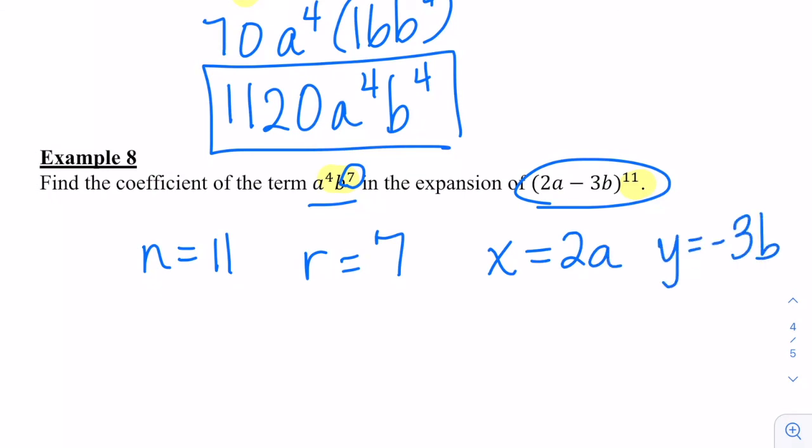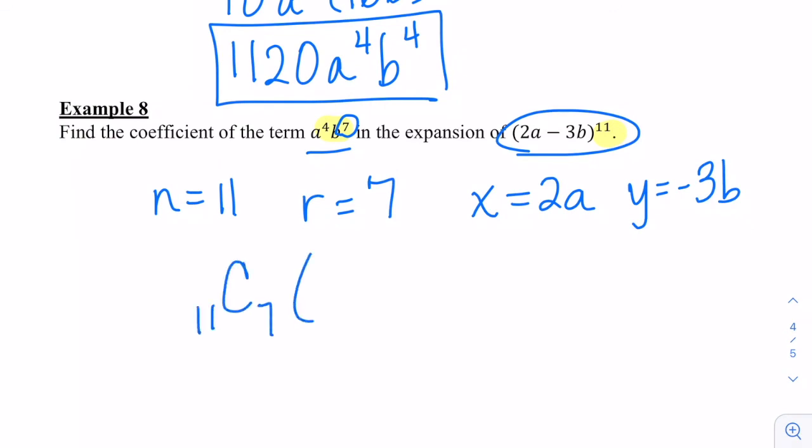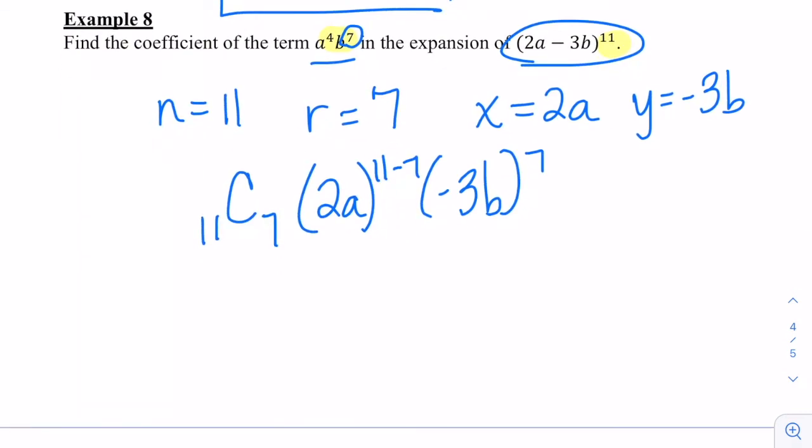Now, because they have coefficients that are different from 1, this will affect the coefficient of the whole term. Okay, so let's write this out. So this will be 11 choose 7. We'll have 2a raised to the 11 minus 7, and negative 3b to the 7th. So 11 choose 7 is 330.